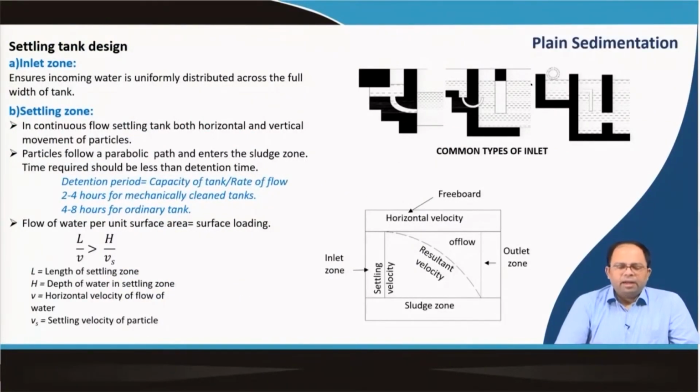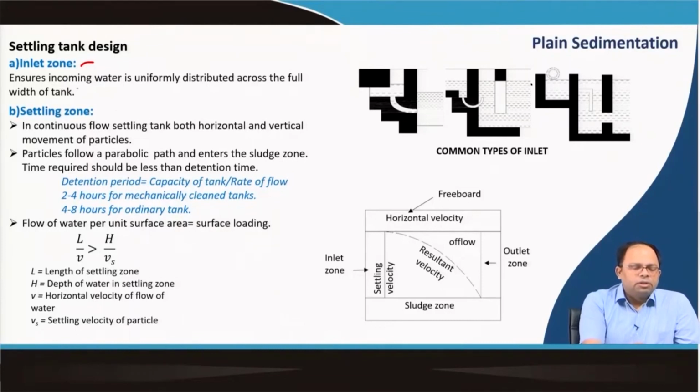All these things determine the process of plain sedimentation. So, any kind of settling tank or sedimentation tank design will have inlets, a settling zone, and outlets as well, and there is also a zone for settling down the sludge. We will discuss that. We have an inlet which ensures incoming water is uniformly distributed across the entire width of the tank.